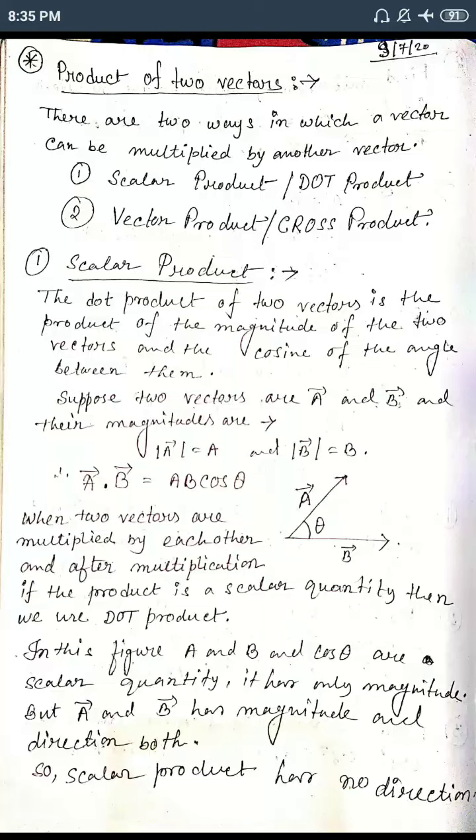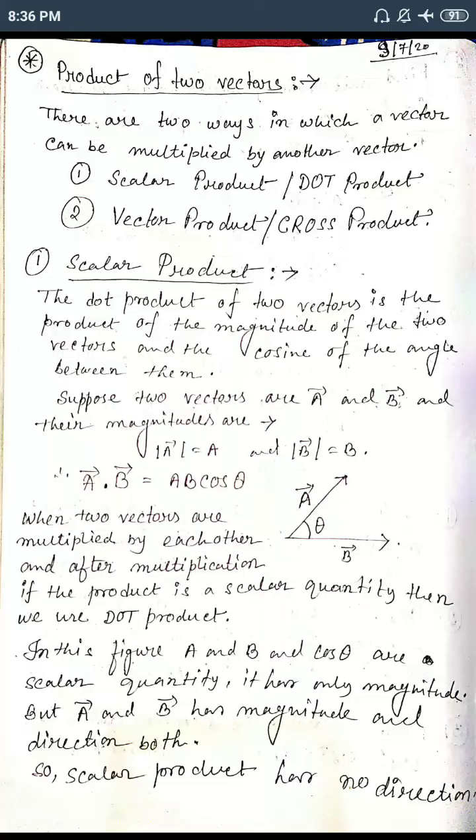Today we discuss the product of two vectors. In the last two classes and videos, we discussed the product of a vector with a real number, or scalar number, and different types of vectors, their definitions, some properties, the unit vector, and the zero vector or null vector. So today we discuss what happens if a vector quantity is multiplied with another vector quantity.